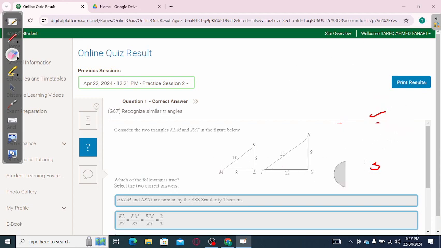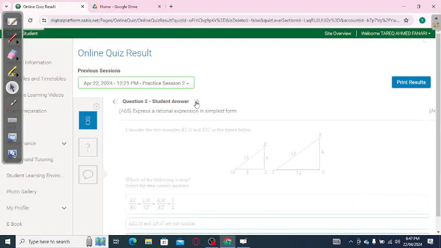And that's KL over RS and LM over ST, not RS over KL. Please, like in the exam, they will do this to you. They did it to me. Luckily, I could spot it. Some people didn't.